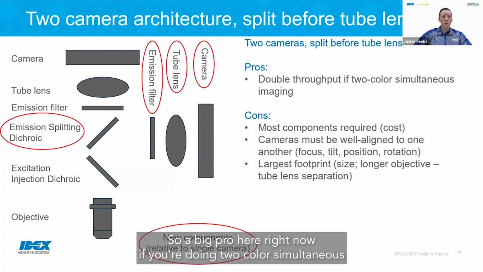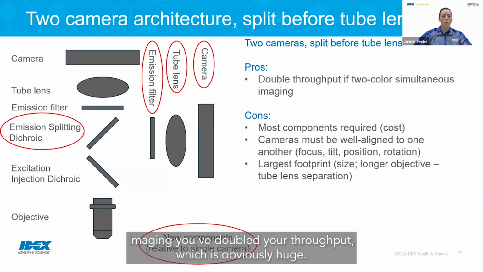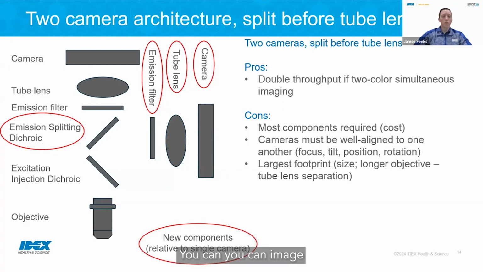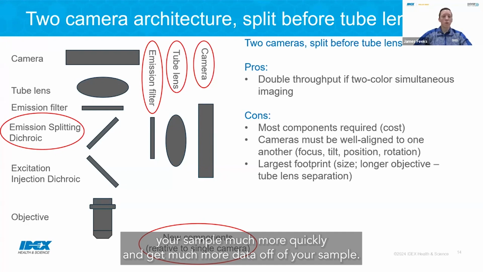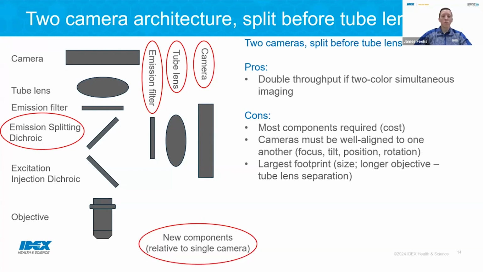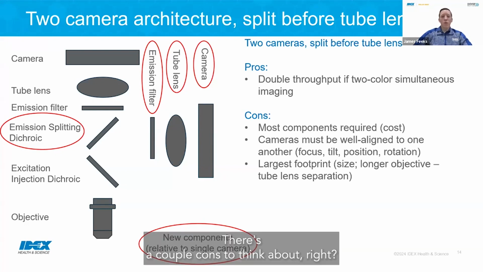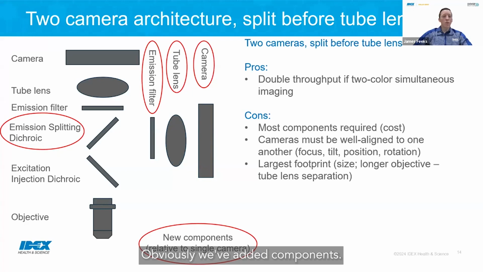So a big pro here, right? Now, if you're doing 2-color simultaneous imaging, you've doubled your throughput, which is obviously huge. You can image your sample much more quickly and get much more data off of your sample. There's a couple cons to think about, right? Obviously, we've added components, so that's going to add cost to the system.